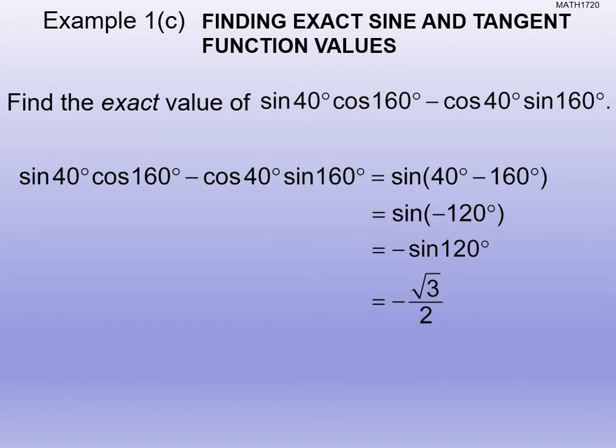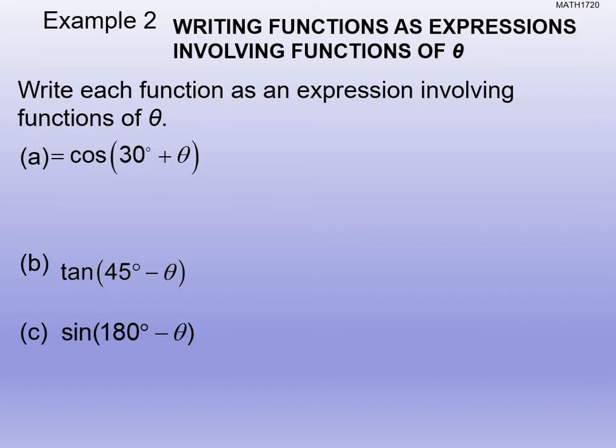All right, let's see how well we know this now. On the next example here, we want to write each function as an expression involving functions of theta. These ones get a little bit more involved, because now we don't have two angles. We have one given angle, A, and then our B is actually a theta. So we're going to write everything in terms of theta. Generally, we're going to have some things that fall out here.